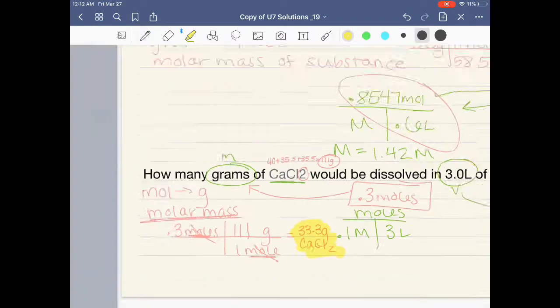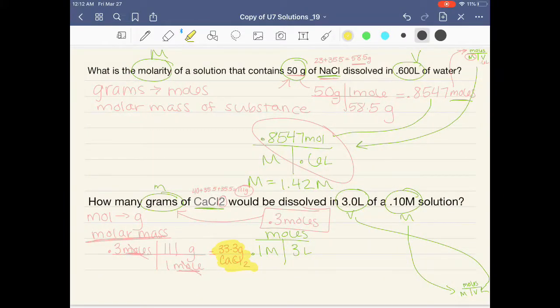All right, and so that's your answer there. If you see what we did, all we did was plug it into our triangle down here in the bottom corner, and that gave us moles. Then we took our moles and converted it to grams using the molar mass.